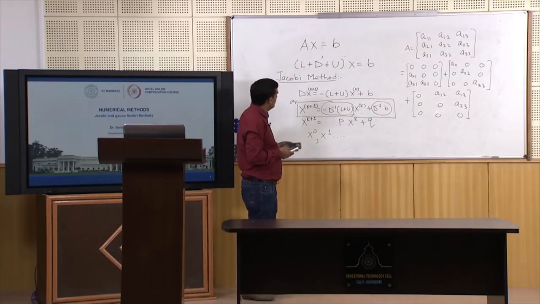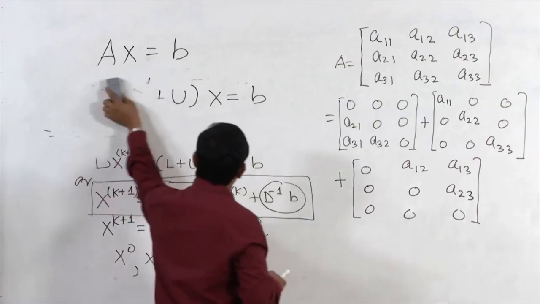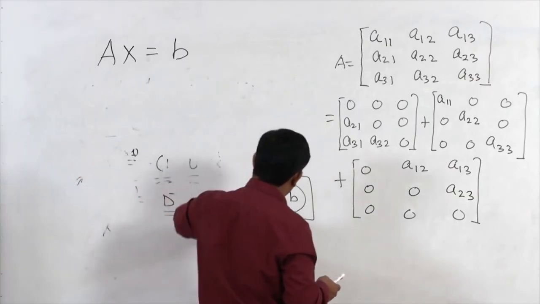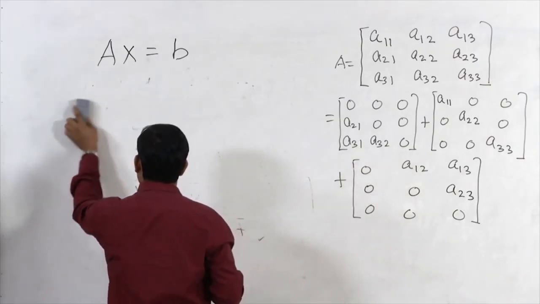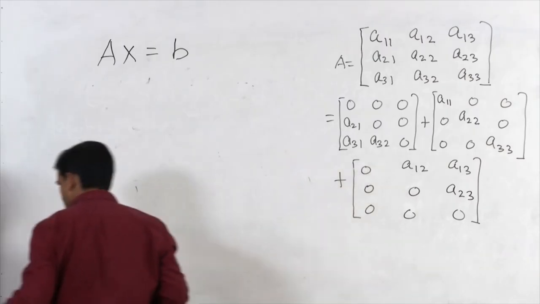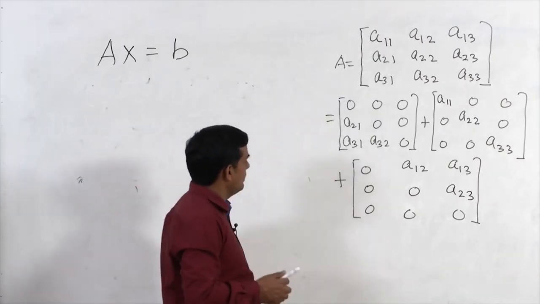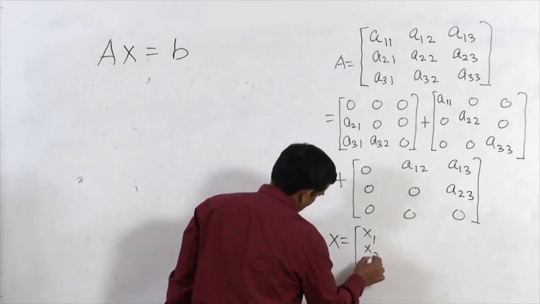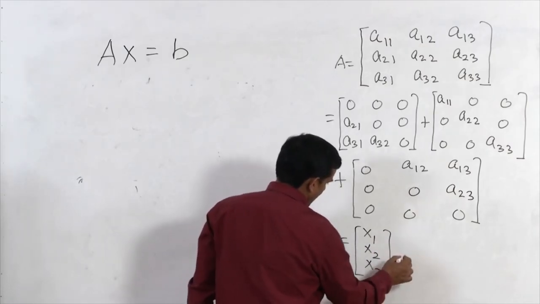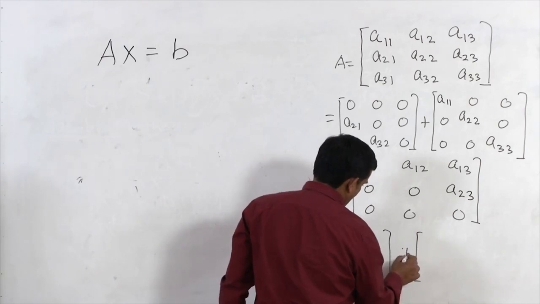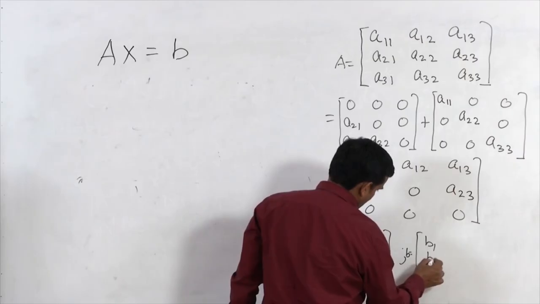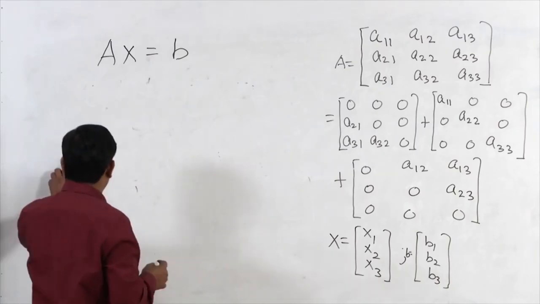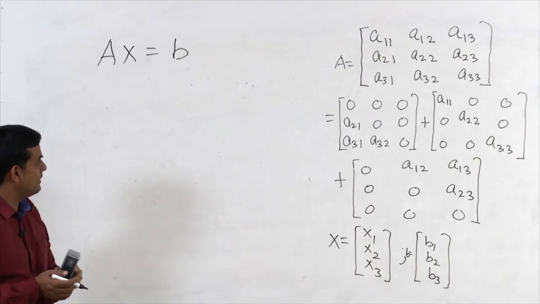In a more simple setting, if I want to write the iterative equations for this particular scheme, I need to consider a system of 3 equations with 3 unknowns. Let us say the coefficient matrix A is given by this one and the vector x is x1, x2, x3, and the right hand side vector b is b1, b2, b3. So now, this is the linear system Ax equals b.